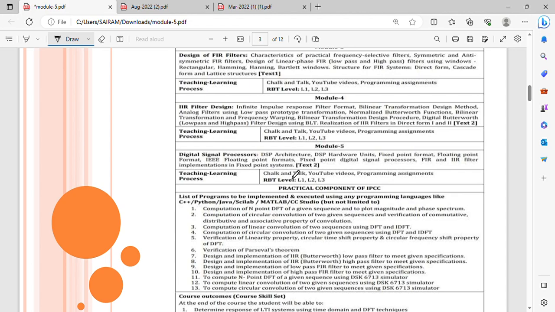So FIR is finite impulse response, and IIR is infinite impulse response, right? So FIR stands for finite impulse response and IIR stands for infinite impulse response. We will learn both in the upcoming sessions, when you learn module number 3 and 4. Why I took module number 5 first is because module number 5 is easy, not that difficult, right?